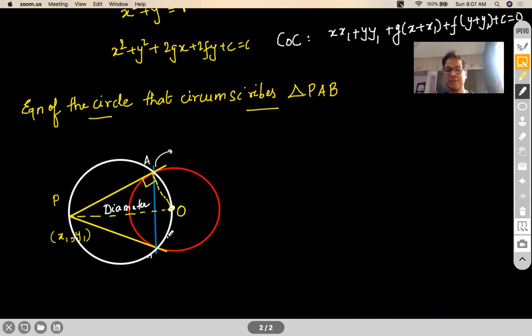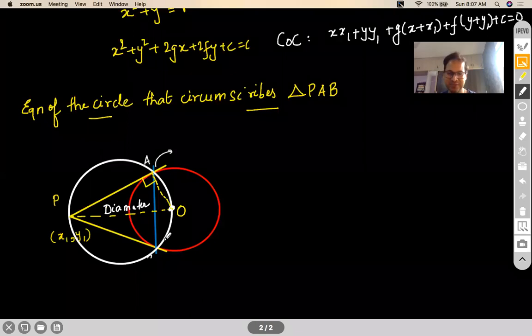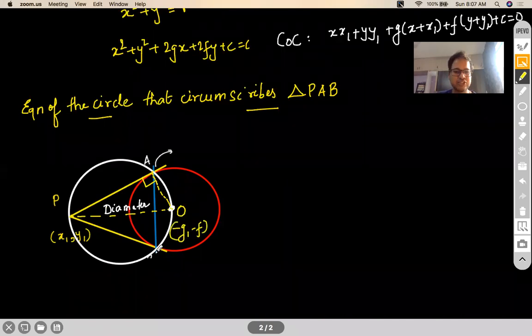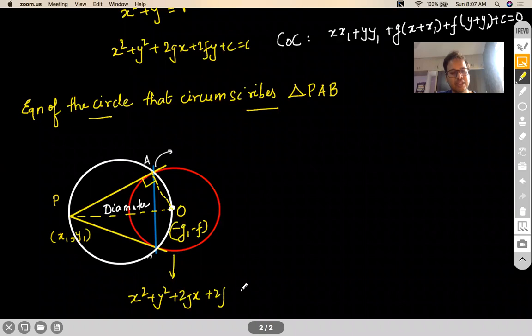Okay, geometry. Yes, isn't it? Yes or no? How many of you remember that? Yes, some of you definitely remember it. So now, if the center of the circle is known and this point is known, let's say the center of the circle is (-g, -f). I'm assuming that my circle is the general form of a circle.